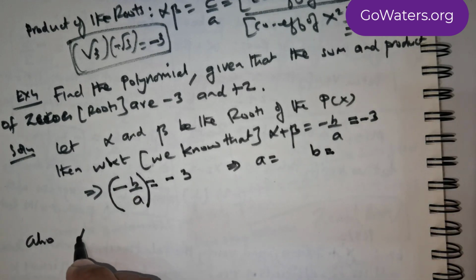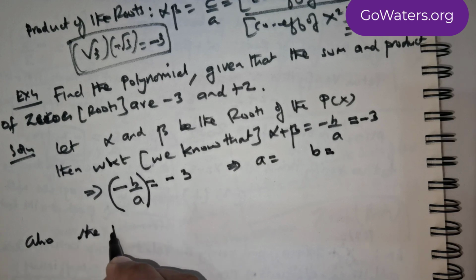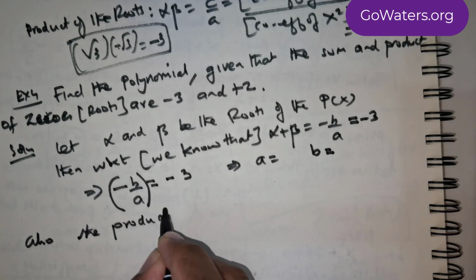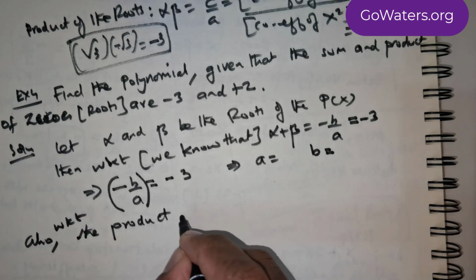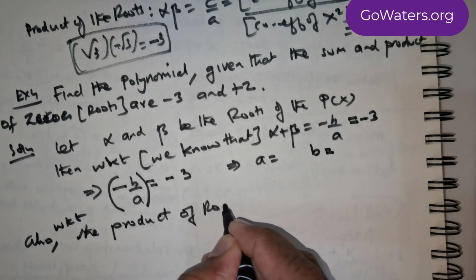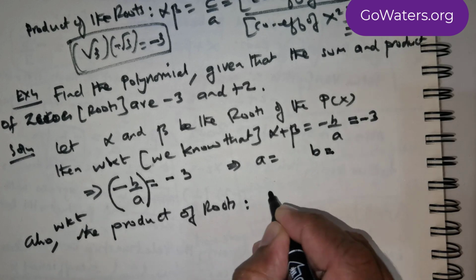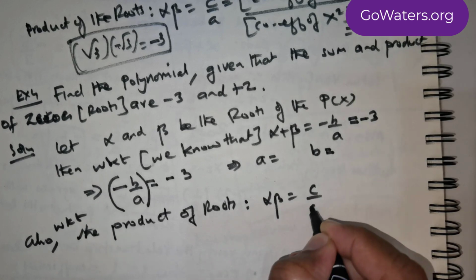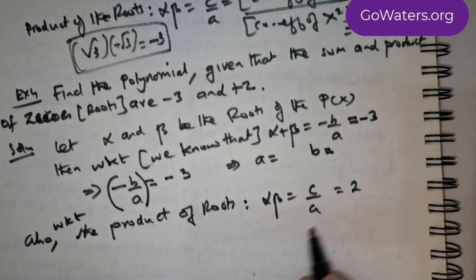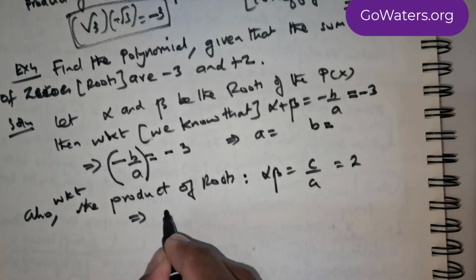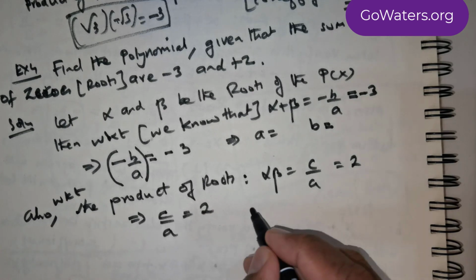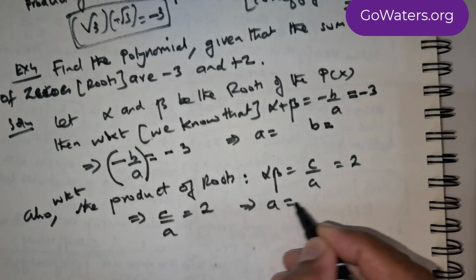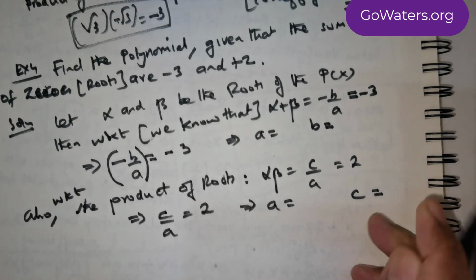Also the product of the roots. We know that the product of roots, so what do we know? Alpha beta is equal to c divided by a, and that is given to us as 2. So this would mean c over a is equal to 2. So when is this possible? Now this will be possible for a certain value of a and for a certain value of c.